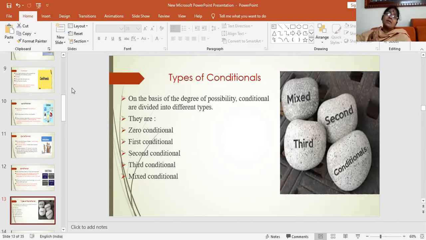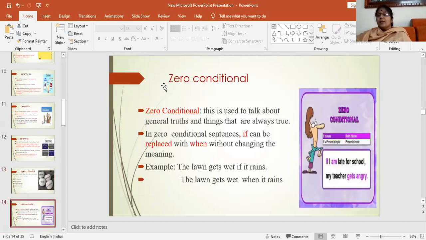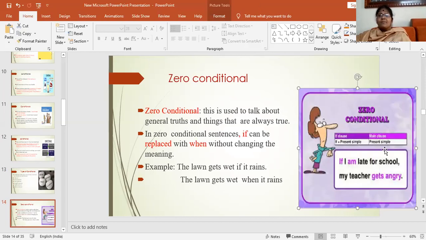Now let us see how we can go about with each condition. So let's learn that. First we'll go ahead with zero conditional. Now look at this image. If I'm late for school, my teacher gets angry. Will this happen every time? Yes, of course. A teacher will definitely get angry if you do not have the discipline of coming to college on time. Yes or no? Right? So, with this example, we learn that zero conditional is used to talk about general truths and things that are always true. Very rare that a teacher will not get angry.